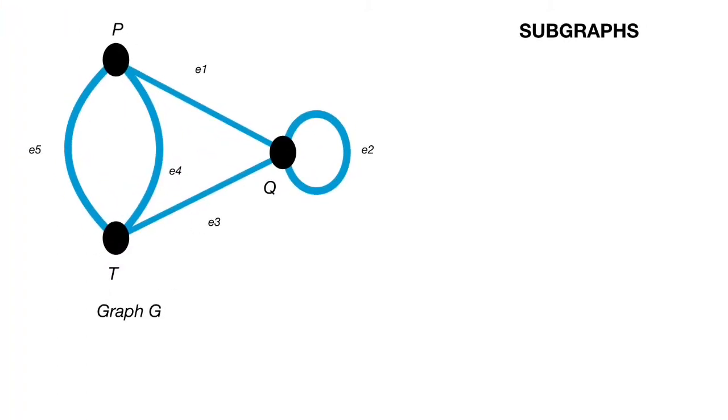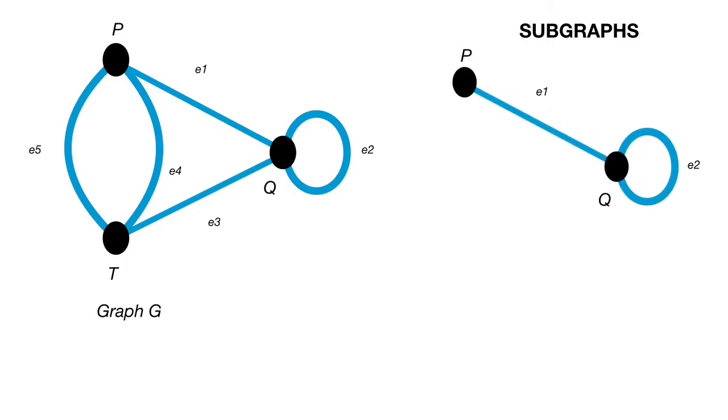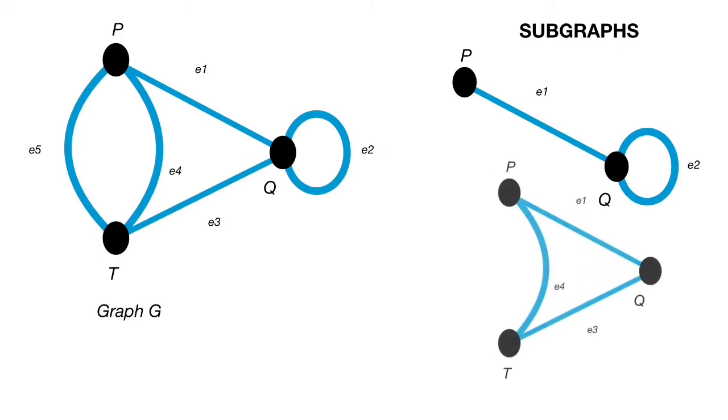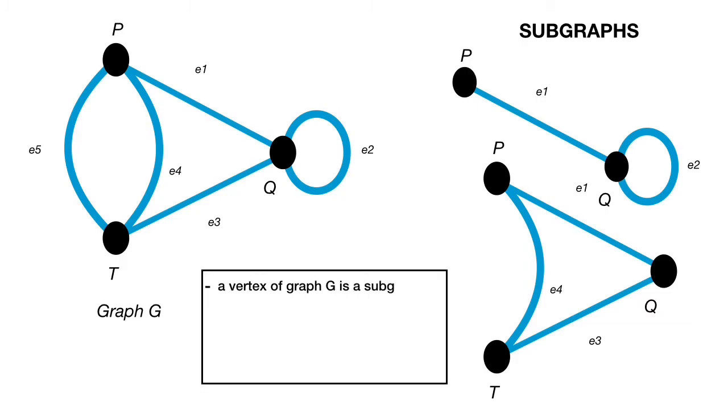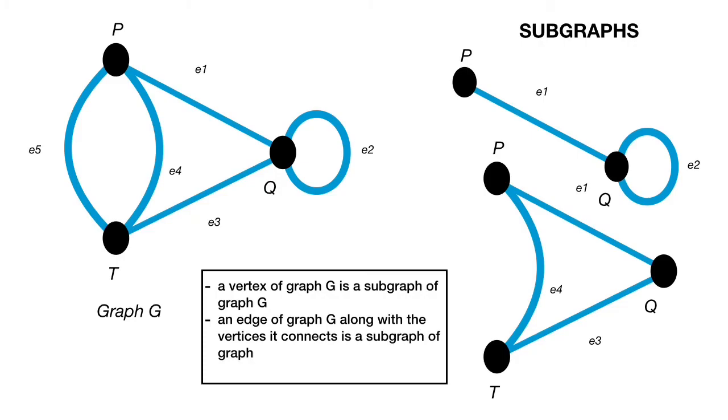Next is subgraphs. As you can see here, we have graph G. This picture right here is a subgraph of graph G. Then this picture right here is also a subgraph of graph G. Basically, a vertex of graph G is a subgraph of graph G. An edge of graph G along with the vertices it connects is a subgraph of graph G. And each graph is a subgraph of itself.